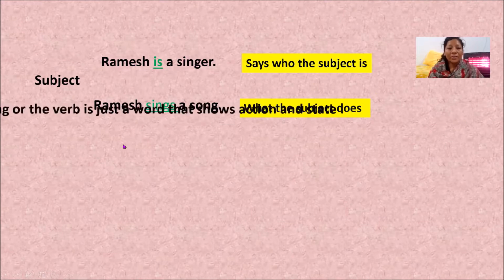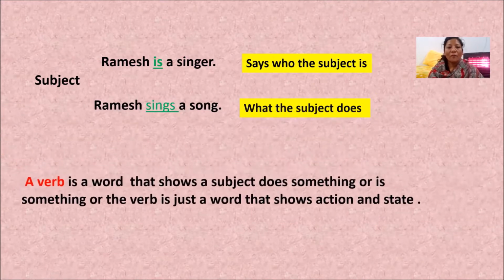So what is a verb then? A verb is a word that shows a subject does something, okay? Ramesh sings a song here. Ramesh does the action of singing. What does Ramesh do? Ramesh sings or eats something. What is Ramesh here? Ramesh is a singer. So a verb is just a word that shows action and state.